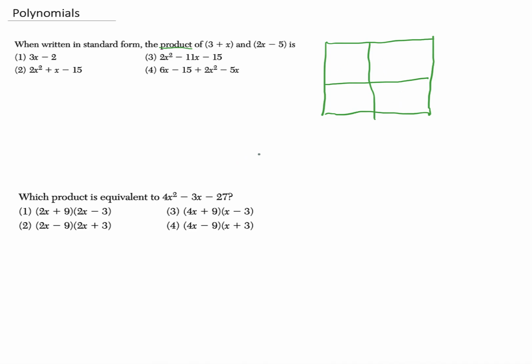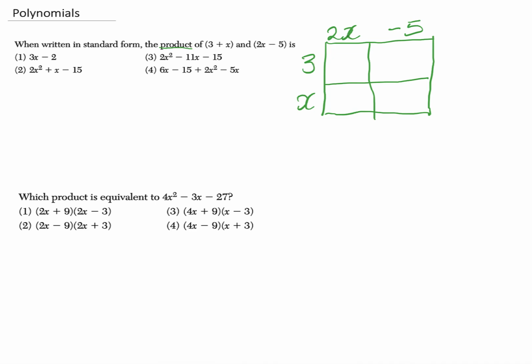4 little squares. So over here, I'm going to put my 3, and here's my x. Now, you don't need to put the plus sign. We know that without a sign, it's positive. At the top here, this will be 2x. Here is a negative 5. We're going to have to put the minus sign.